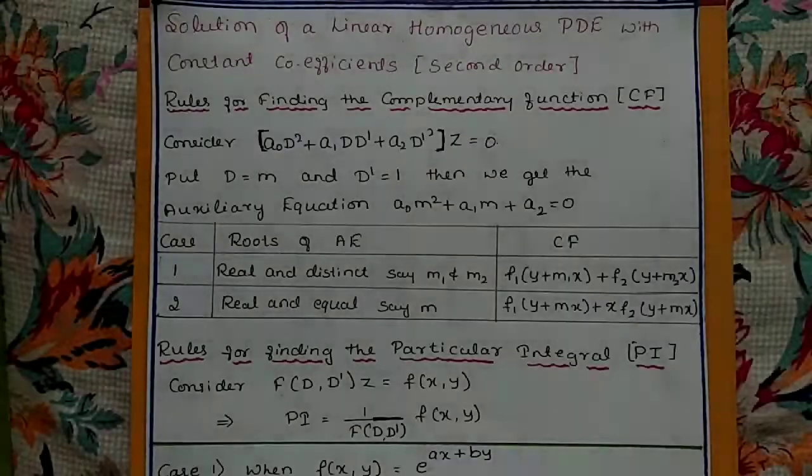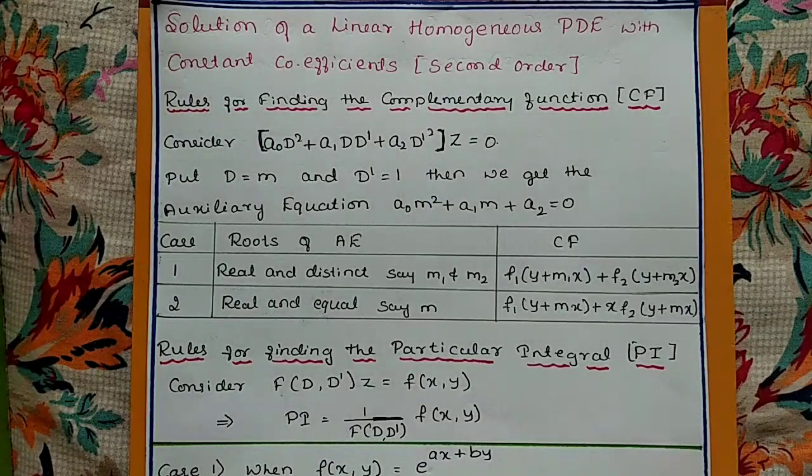PDE. We know that the solution of a second order differential equation with constant coefficients is y = complementary function + particular integral. Similarly, the solution of a linear homogeneous PDE with constant coefficients is z = complementary function + particular integral. Now let us discuss the rules for finding the complementary function and particular integral.